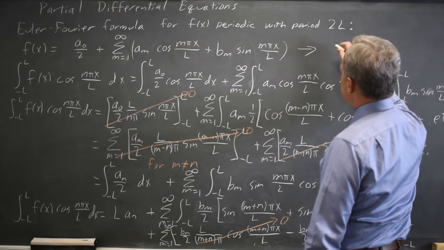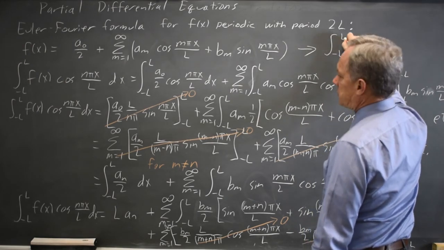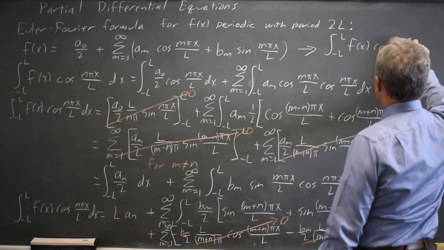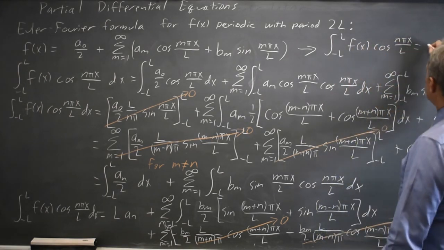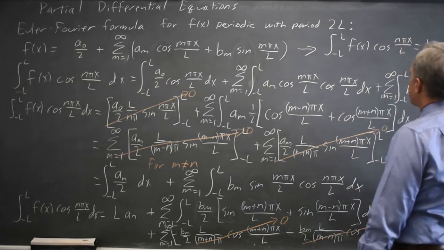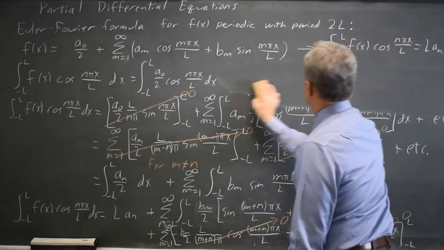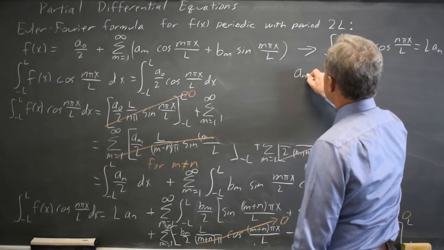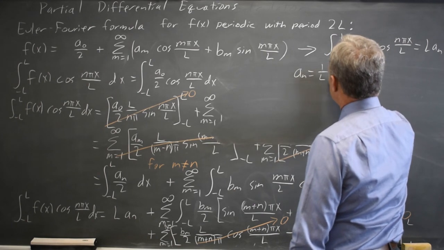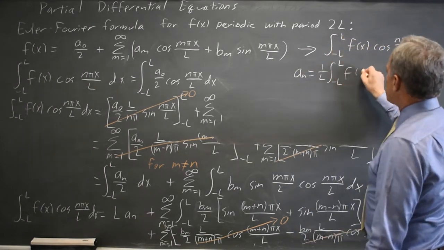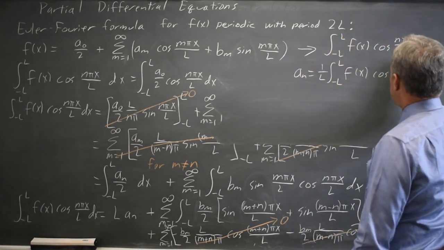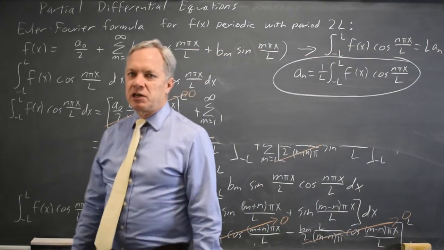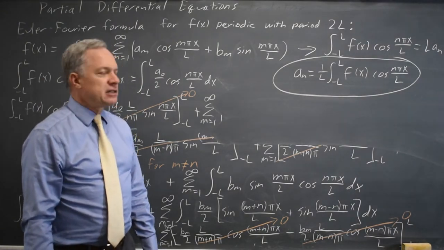The whole thing simplifies to tell me that the integral from negative L to L of f of x cosine n pi x over L equals L times a sub n, and that can be written to tell me that my a sub n coefficient is 1 over L times the integral from negative L to L of f of x cosine n pi x over L. And that's the formula we'll use when we're finding Fourier series to find the a sub n coefficients.